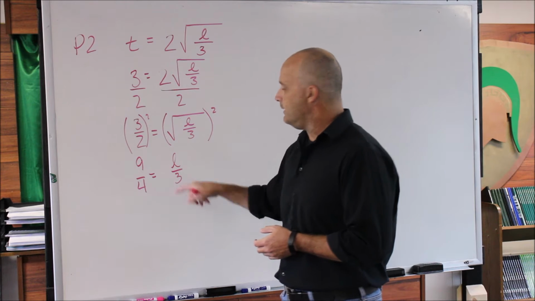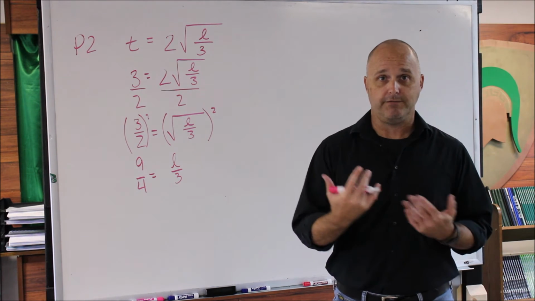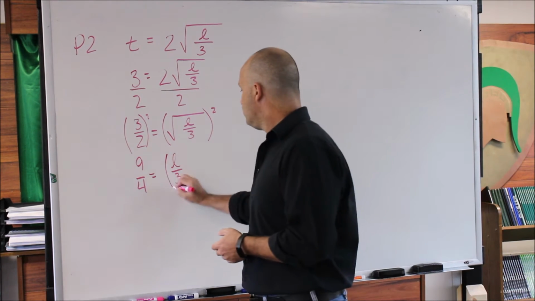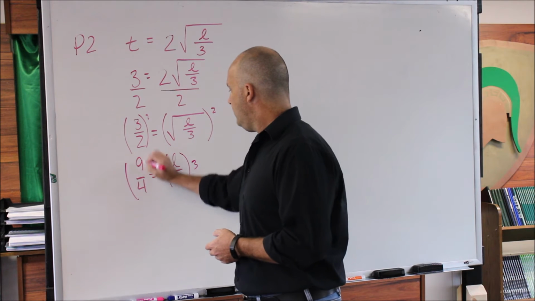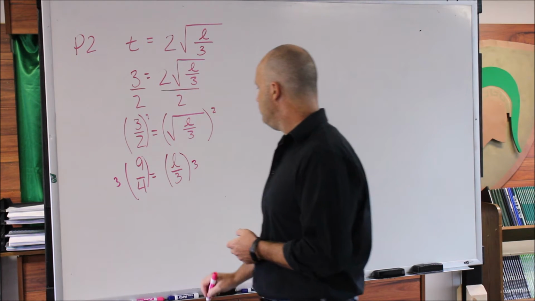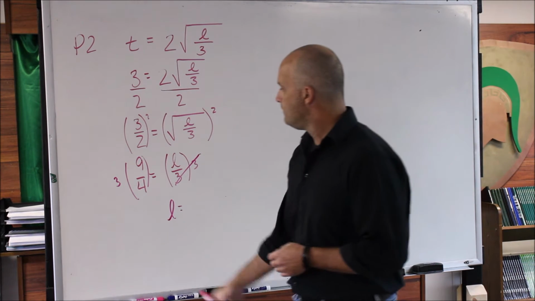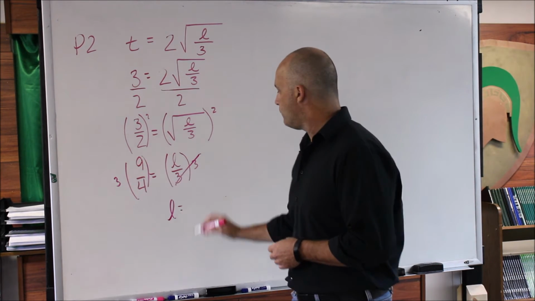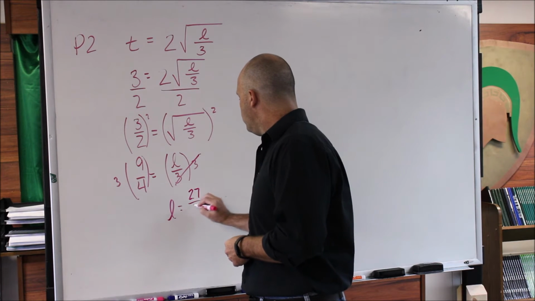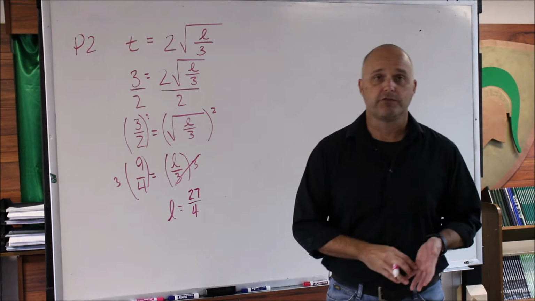Since I know that L is being divided by 3, to get rid of that division, I want to multiply by 3. So I'm going to multiply this side by 3 and multiply this side by 3. When I do that, these 3's cancel out, and I'm left with just L. And then over here, 3 times 9 is 27, so I get 27 over 4. And that's going to be your solution for this problem.